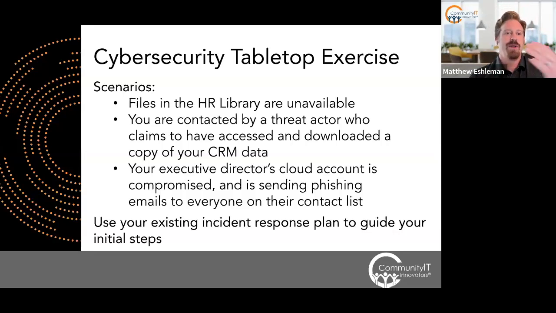This could be files in the HR library are unavailable. Why is that? Maybe the permissions are just missing, or maybe they have been deleted, or maybe it's been encrypted, right? So for the tabletop exercise, it's actually good to start with a relatively basic top level description, and it provides the opportunity to discuss some of the different scenarios that maybe contributed to this case, because in that discovery, you may have different responses. So again, a data unavailability issue. So that's one scenario to talk through.